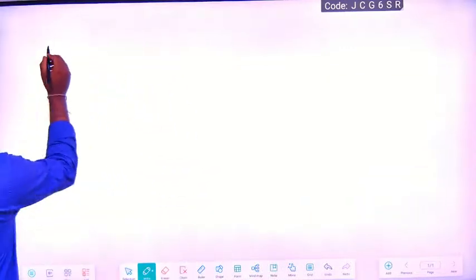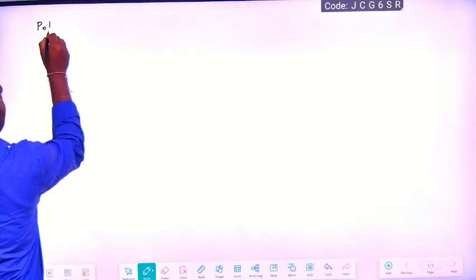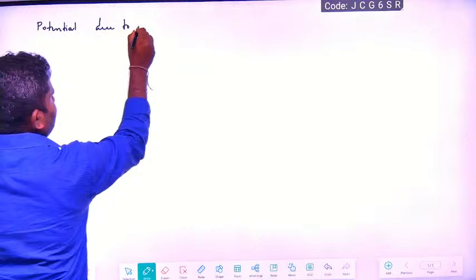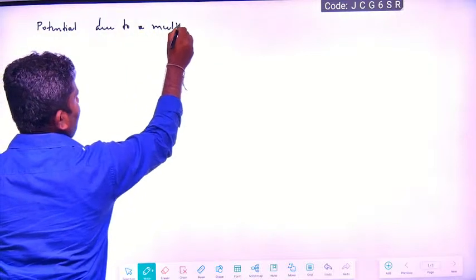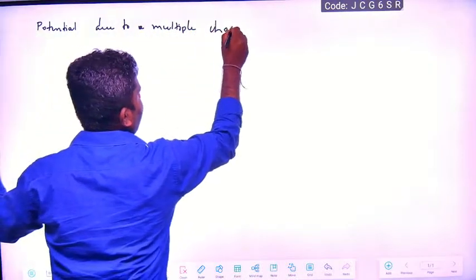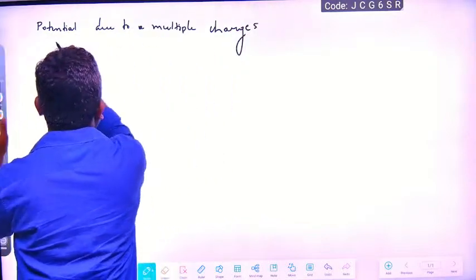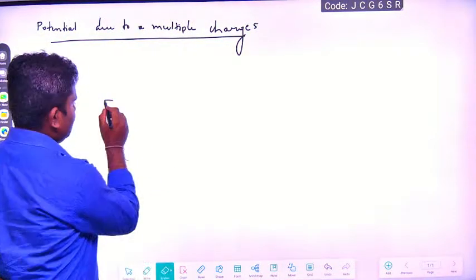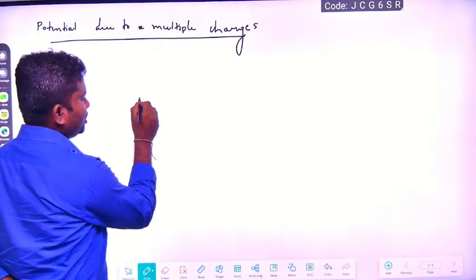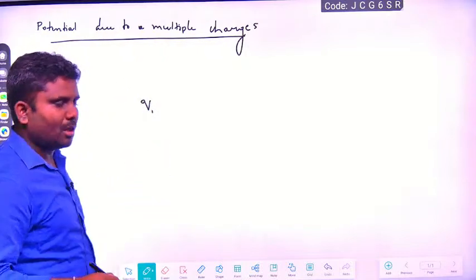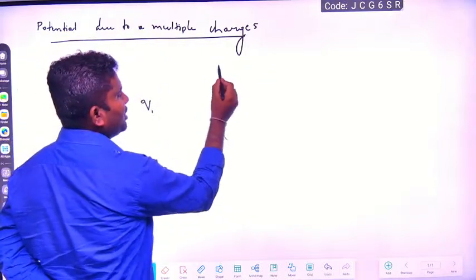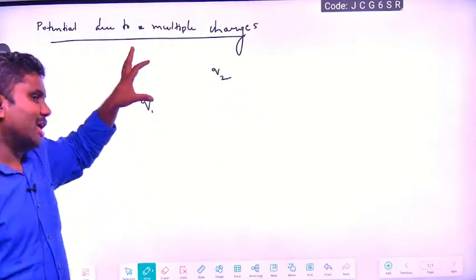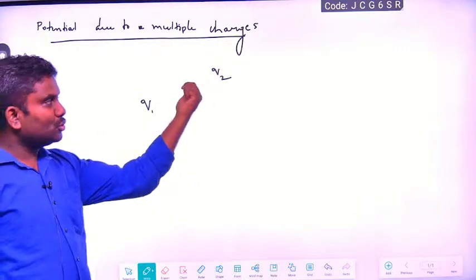I will explain. What is the electric potential? Potential due to multiple charges. Now you see, I have one charge, say Q1. Near this Q1 I will bring one more charge, Q2. Q1 is already there at that position, and now I am bringing Q2 near this Q1.